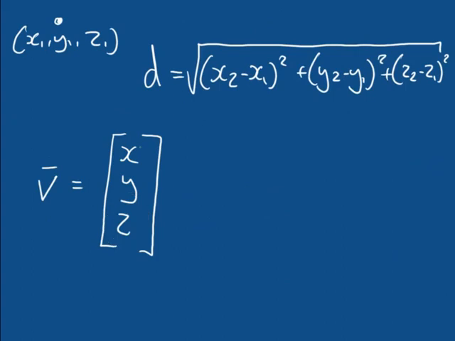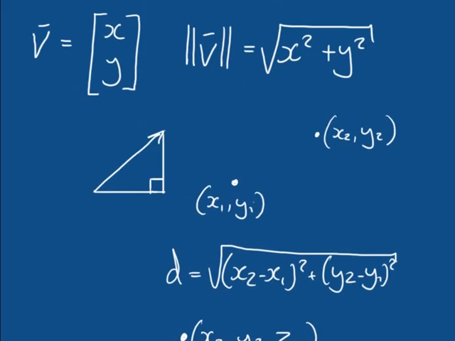So can we not think of x as being how far have we travelled in x, y as being how far have we travelled in y, and z as being how far have we travelled in z, much in the same way as we did with our 2D example where we saw x2 minus x1 became x, and y2 minus y1 became y? Well, yes, we can.